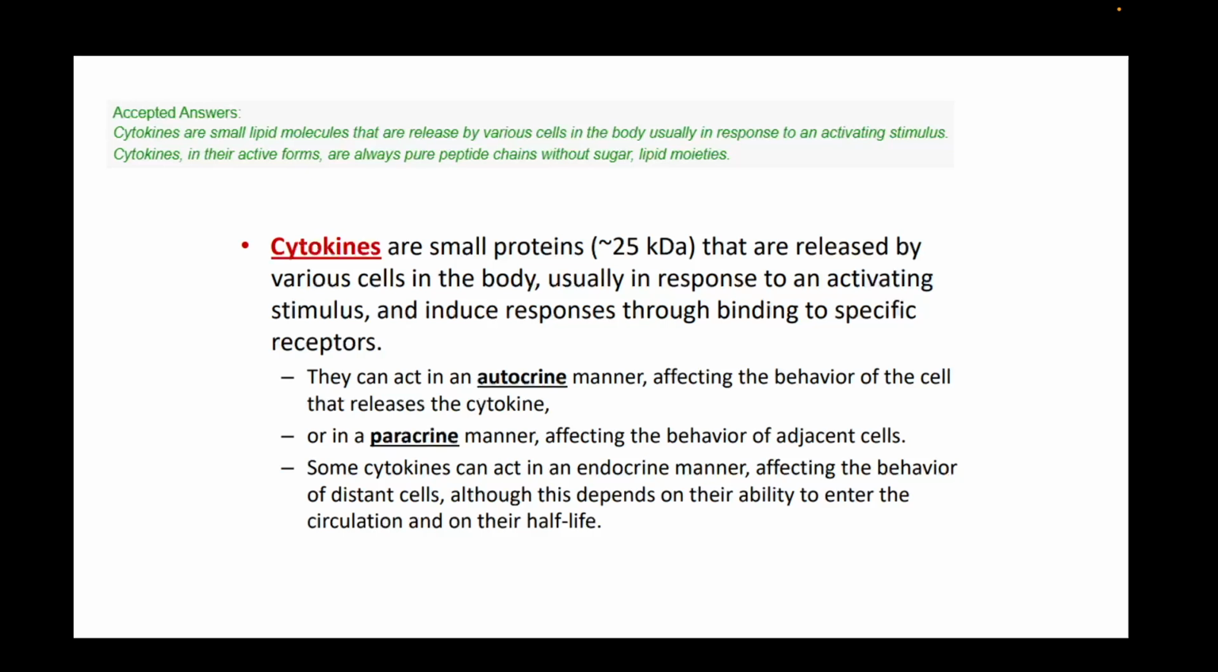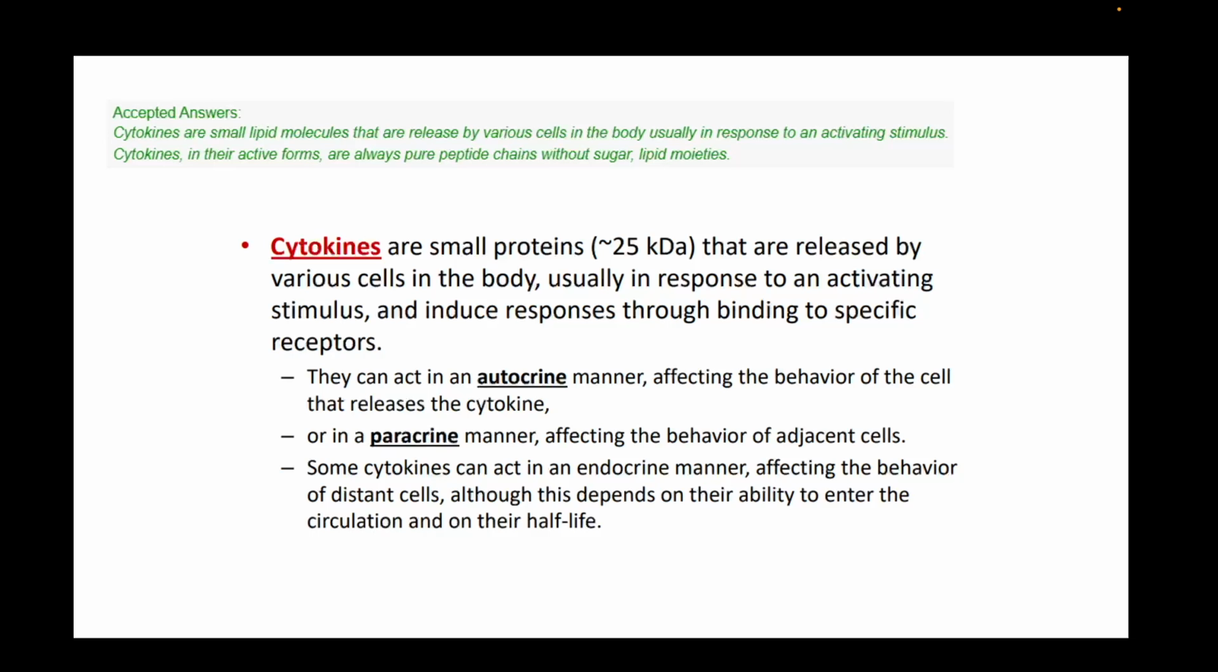So based on this, the statement that cytokines are small lipid molecules that are released by various cells in the body, usually in response to an activating stimulus, is false because these are not lipid molecules. They are small proteins or peptides, and in some cases glycoproteins, so they are not classified as lipids.